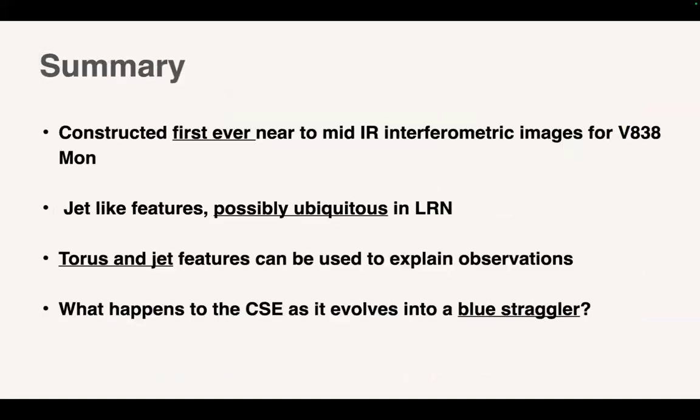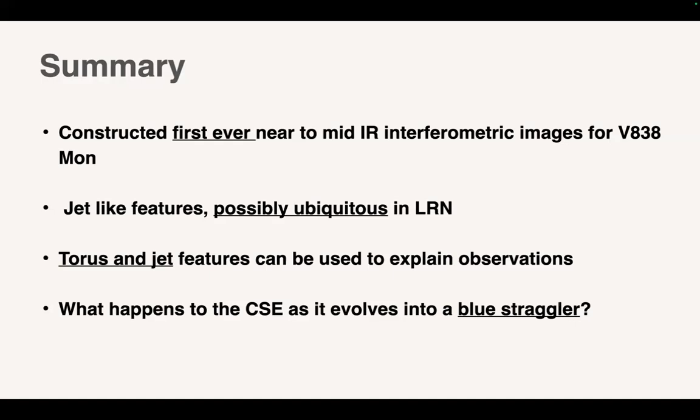So just to summarize, in this study we were able to construct near to mid IR interferometric images for V838 Mon using 2 separate interferometers. We certainly see a feature that's bipolar. Perhaps it's a jet, perhaps it's an outflow. That remains to be seen. In our final publication, we saw that we can use the multi-component, so the torus, disk, and jet model, to explain at least the H-band observations. We struggled with explaining what happens in the K-band.